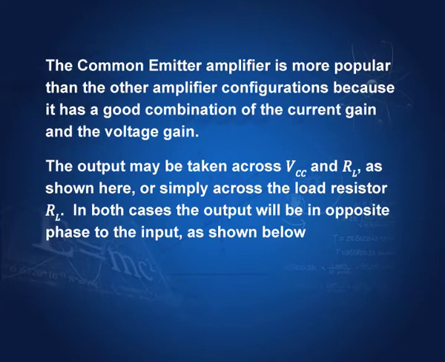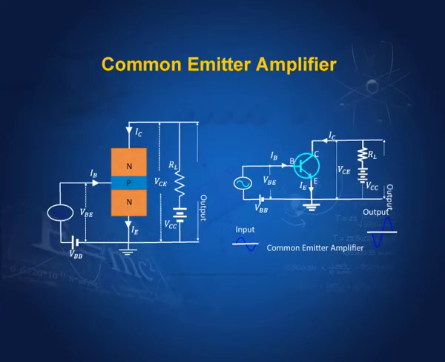The output may be taken across VCC and RL as shown here, or simply across the load resistor. In some books you might find the output taken across the load resistor. Does not matter, the phase difference will still be there. So, sometimes you take the output here, sometimes you may take the output across this resistor. It does not matter. In both cases, the output will be in opposite phase to the input as explained below.